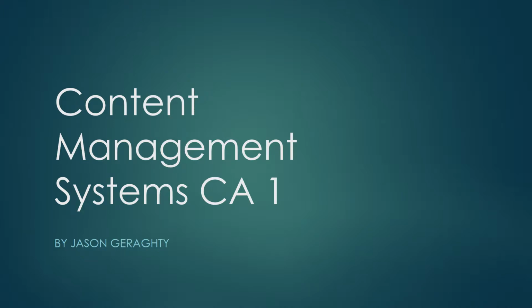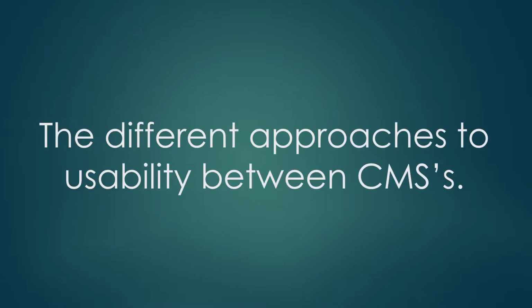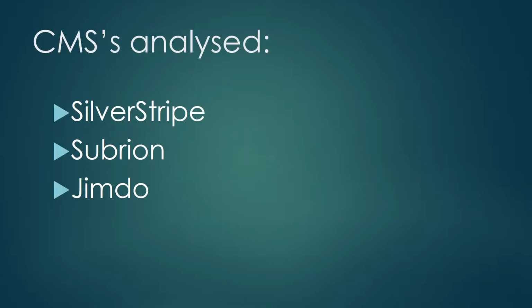This is my content management system CA1. My presentation is about the different approaches to usability between CMSs. The CMSs I've analysed are Silverstripe, Subrian and Jimdo. Each one takes a slightly different approach to usability.